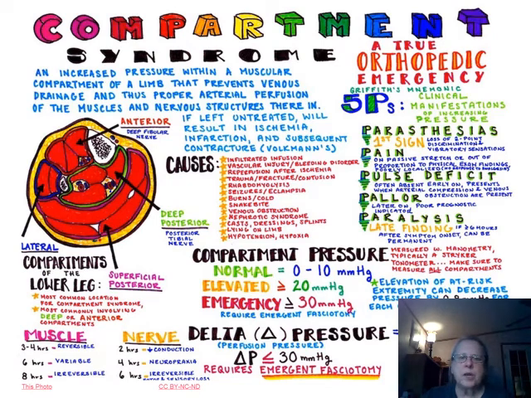Here is just a mnemonic to help you remember this. It talks about compartment syndrome. It's a true orthopedic emergency. Think about your 5 P's. Looking at pressures, looking at the muscle and nerve, because that's what's happening. Compression of the muscle and compression of the nerve to the point where you can lose the limb if we don't do something about it.